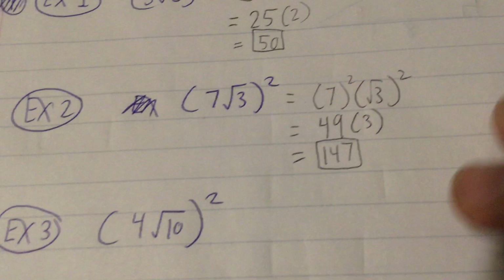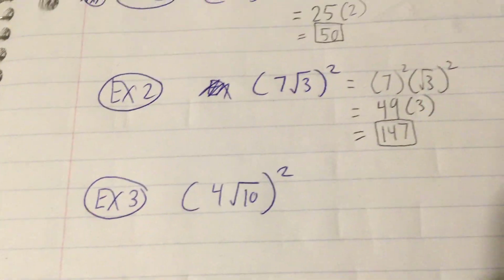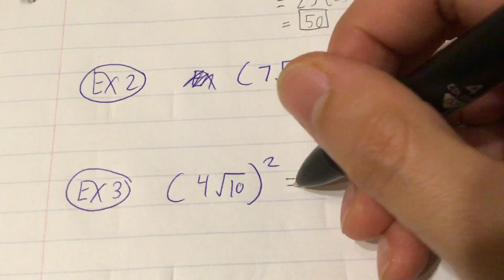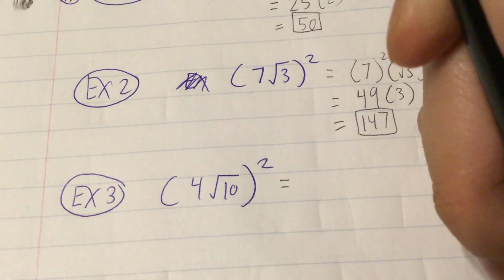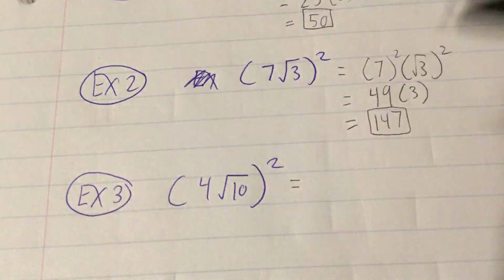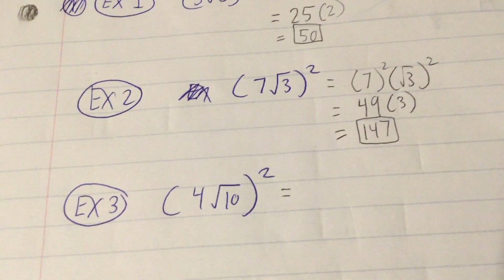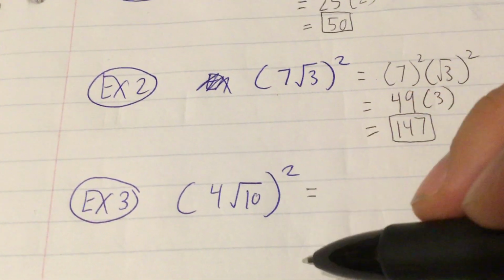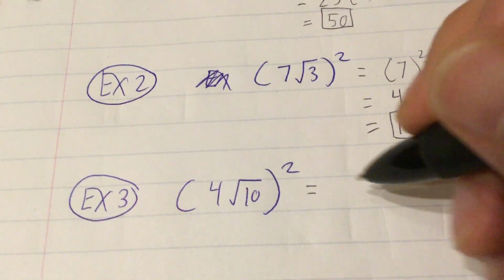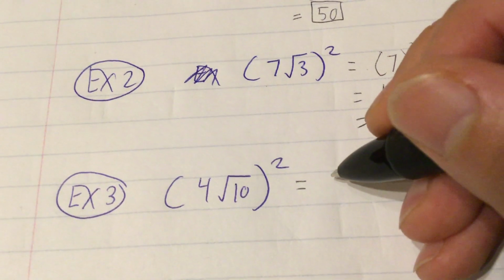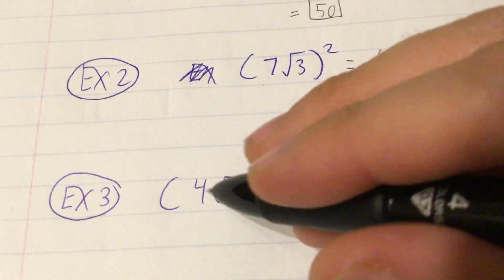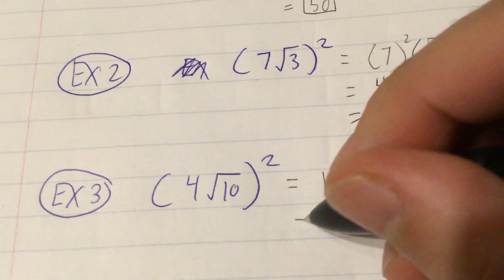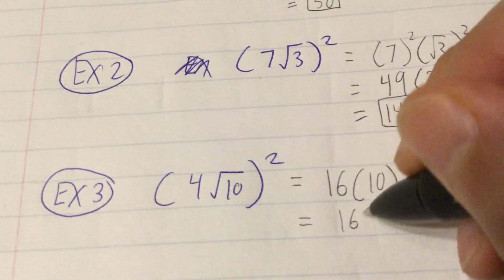Okay? 4 radical 10 squared. Well, I could do this, again, I'm just going to level up my character. I could approach this as 4 radical 10 times 4 radical 10. You know what? I think I'm starting to get the hang of this. I'm going to square the 4, and I'm going to square the square root of 10. So this literally becomes 4 squared, which is 16. And then radical 10 getting squared is just, well, 10. So this literally just becomes 160.